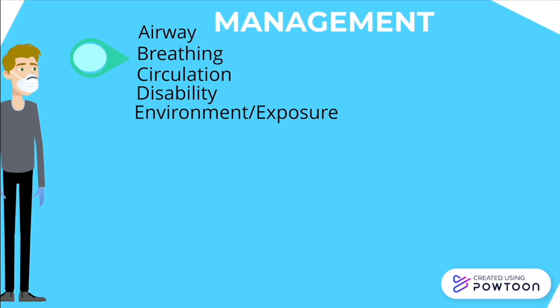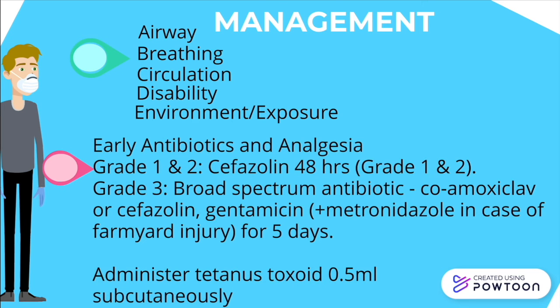Once the patient is stabilized, it is very important to administer antibiotics. Early antibiotics and analgesia are given based on the grading of the fracture, as discussed earlier. Grade 1 and 2, you will give a narrow spectrum antibiotic, namely cefazolin, for 48 hours. For grade 3, you will give a broad spectrum antibiotic, usually a co-amoxiclav, cefazolin, gentamicin, plus metronidazole in the case of a farmyard injury, for 5 days. Tetanus toxoid, 0.5 milliliters, is also given subcutaneously.